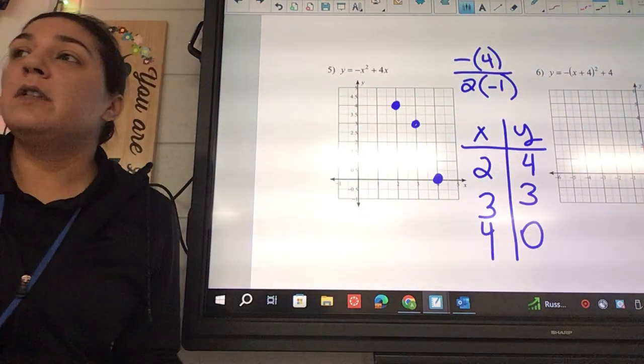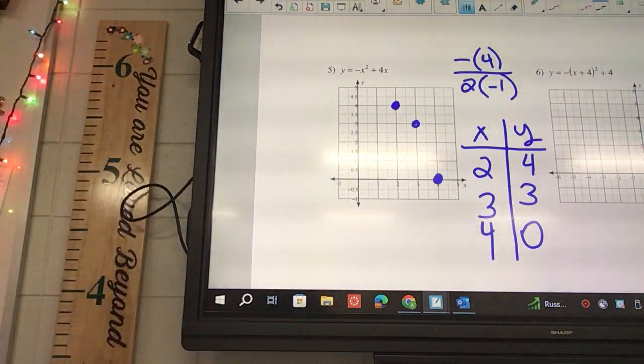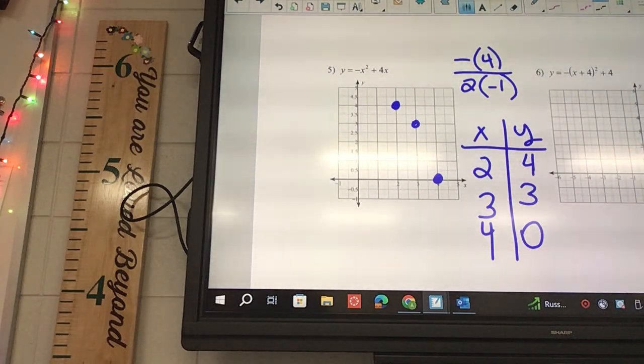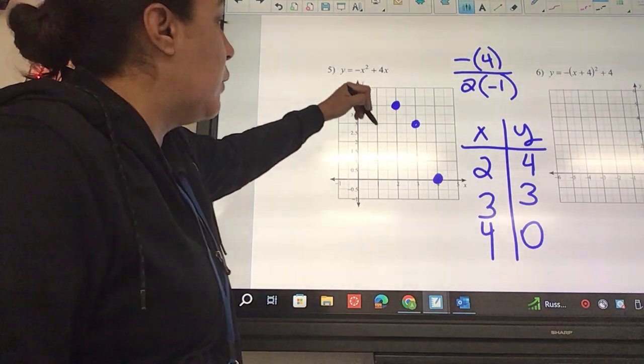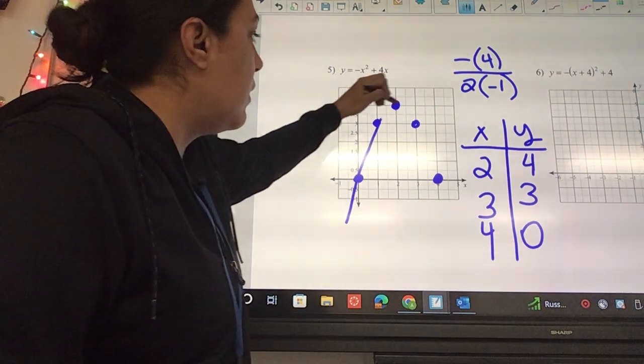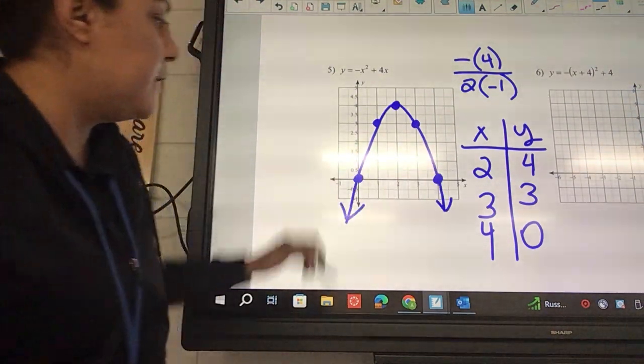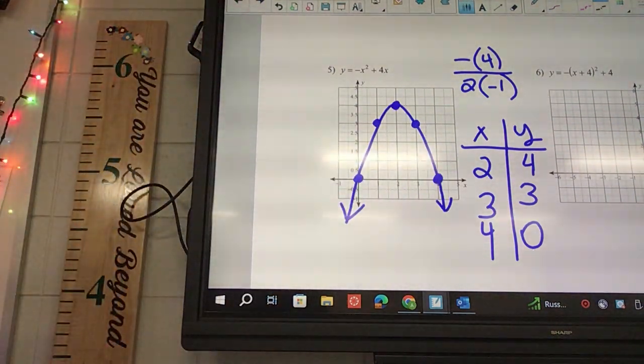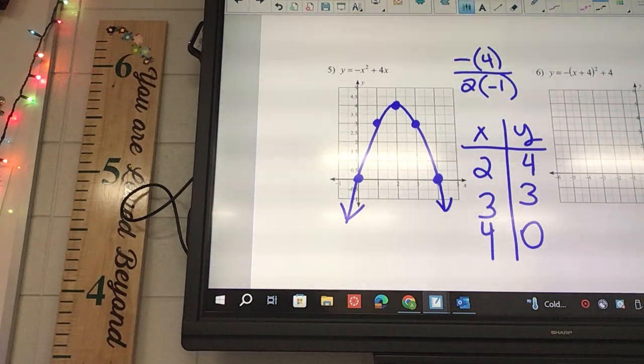Okay, and you can also tell from the A that this is gonna open down because of the negative, okay? And because the A is 1, it's gonna have that 1 slope. So you're gonna go down 1 over 1, down 4 over 2, okay? So the same rules still work if the A is 1. If the A is not 1, then we gotta do a little more work than that.